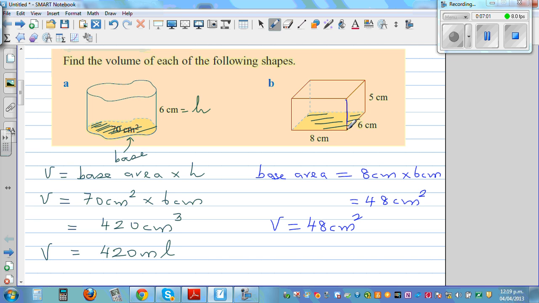So your volume would be base area, which is 48 centimeters squared, times your height. This is your height here, which is 5 centimeters. So 48 times 5, 8 times 5 is 40, so it is 240 centimeters cubed, which is 240 milliliters.